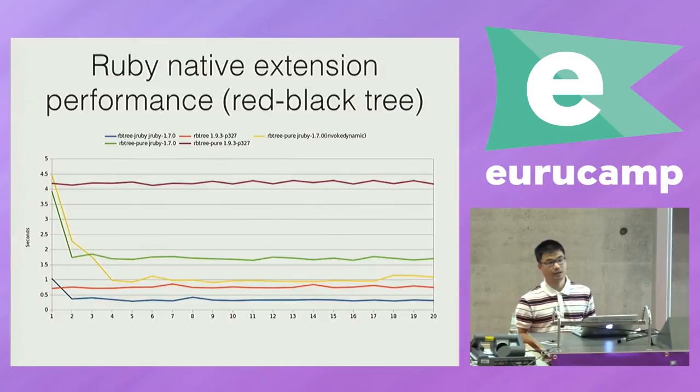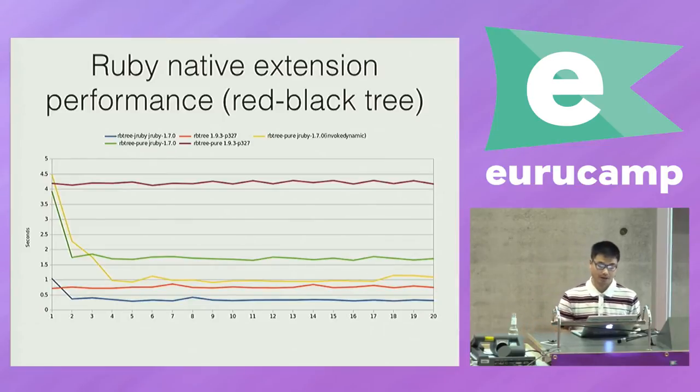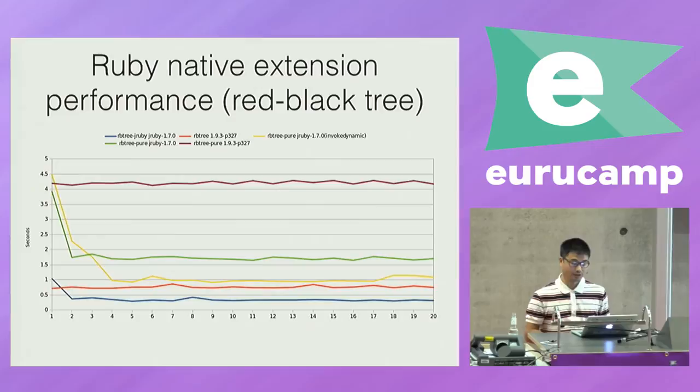They prefer this libffi, so you can get the same code that runs on both MRI and JRuby. But actually, you can also add Java code and link that to Ruby, and the performance is very fancy. It's actually faster than the C extension counterparts, based on this benchmark on Ruby, the red-black tree implementation.